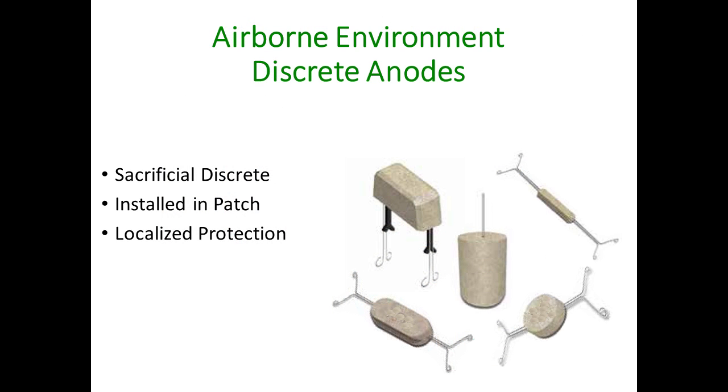An easy method for protecting these areas, if it hasn't been extremely aggressive and you've caught it, if there are just some small repairs to be done, is to come in and install some discrete anodes. These anodes are just installed in patch repairs. They're typically just for localized protection. You're not going to come in for the most part and try to protect an entire cap with these, but you're going to come in and do some regular maintenance or repairs. And these can be effective if you're catching it at an early time.